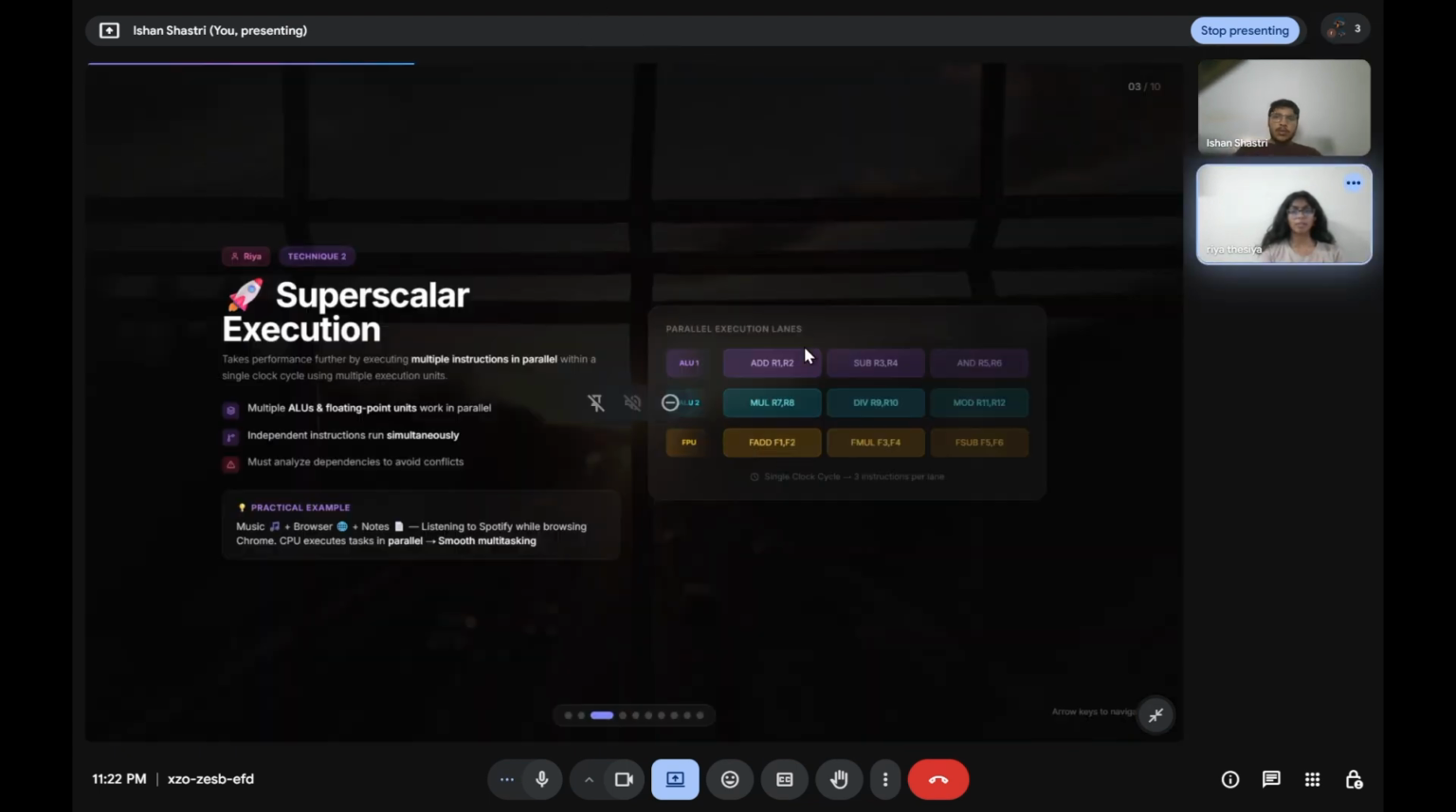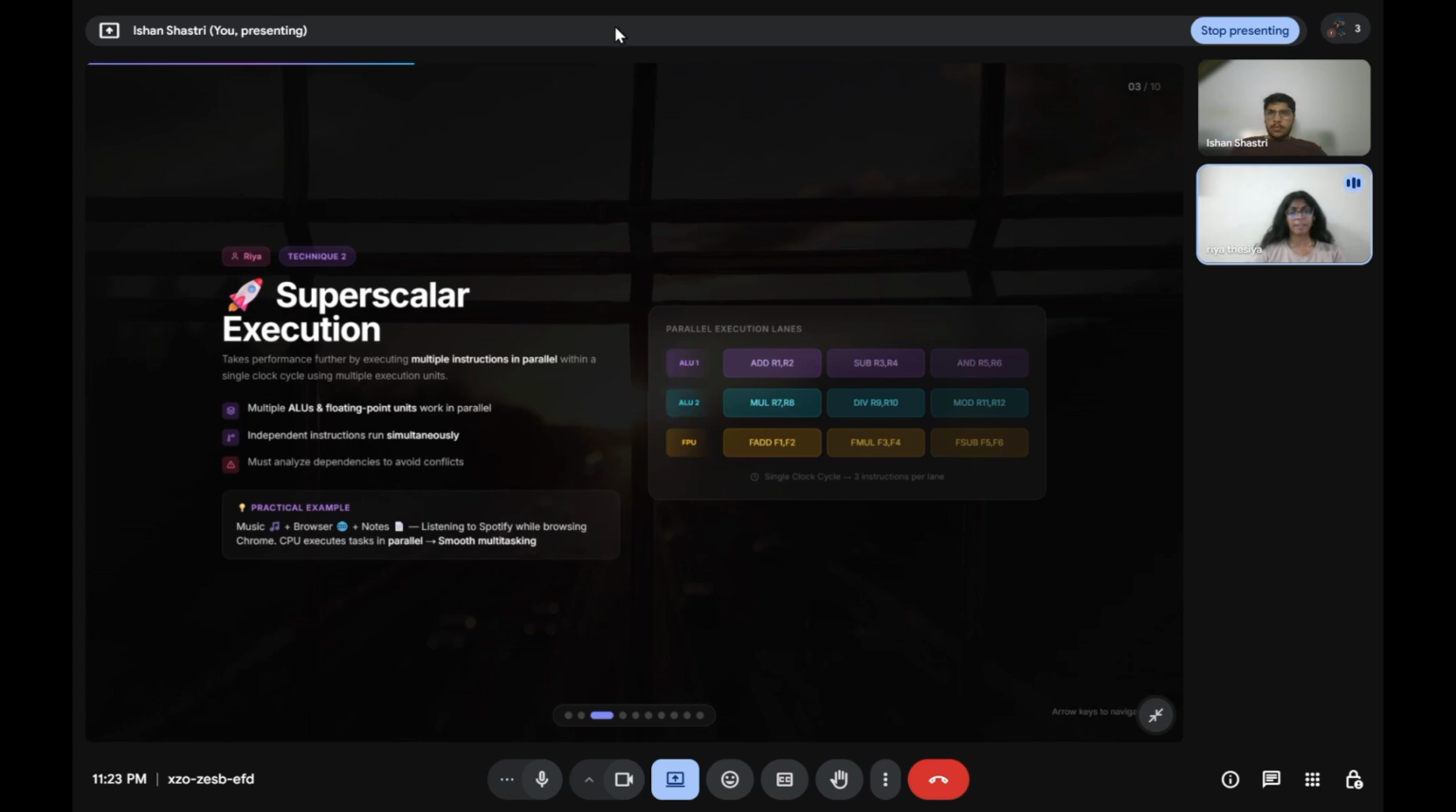So now the next topic is superscalar execution. Superscalar architecture takes performance a step further by executing multiple instructions in parallel within a single clock cycle. Instead of processing one instruction per cycle, the CPU uses multiple execution units like ALU and floating point units. This allows independent instructions to run simultaneously, increasing instruction level parallelism. However, the processor must analyze dependencies between instructions to avoid conflicts and ensure correct execution.